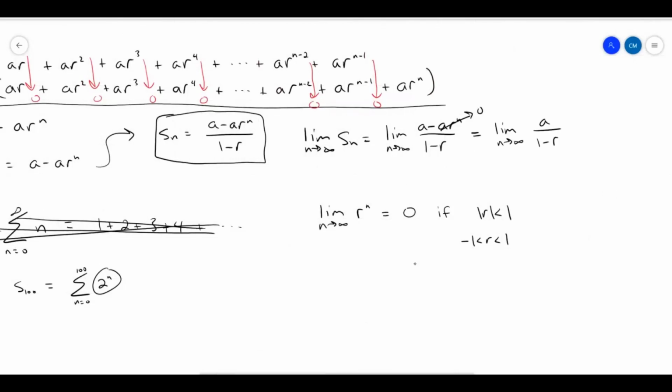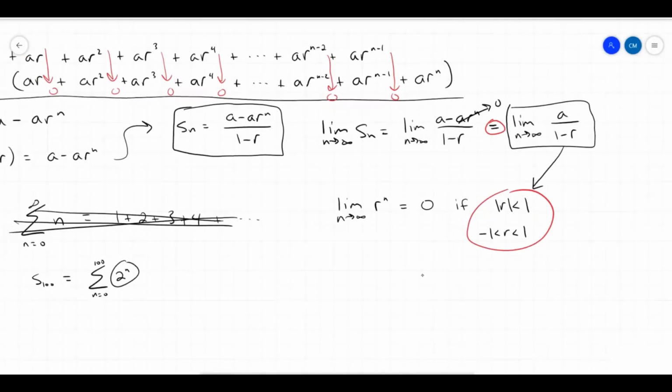Notice that this equality is true here provided that this is true about r. So if the absolute value of r is less than 1, it's some fraction between -1 and 1, then you can use this formula to find the exact sum of a geometric series. So here it is. That is the formula for the sum of a geometric series. And that's, again, only true provided that the r value is there.